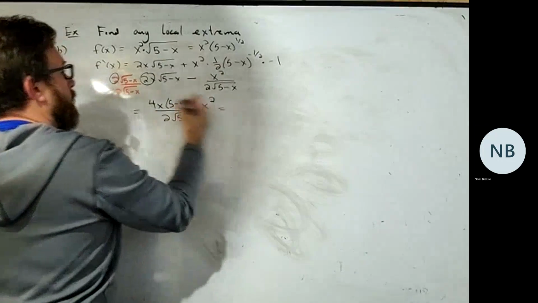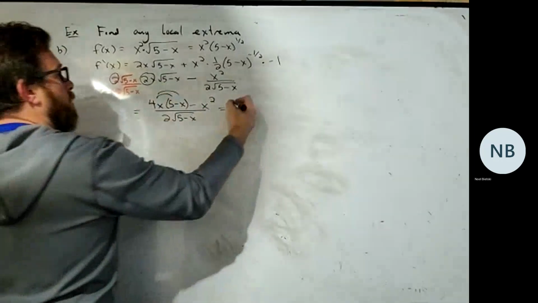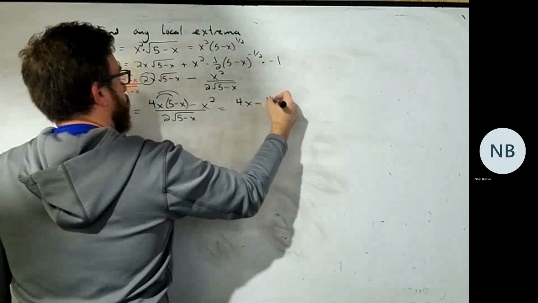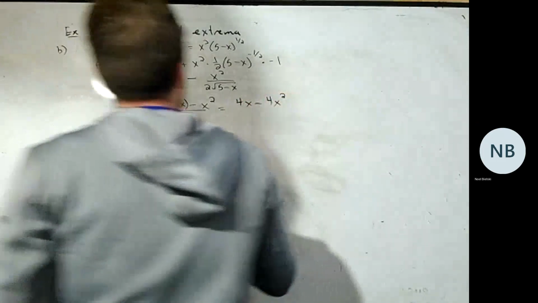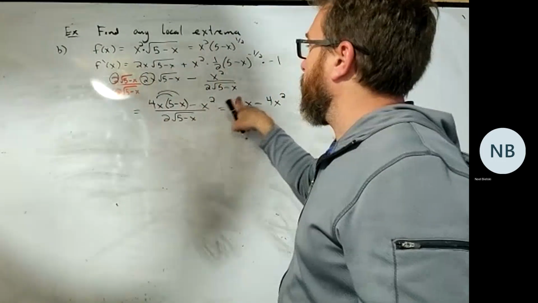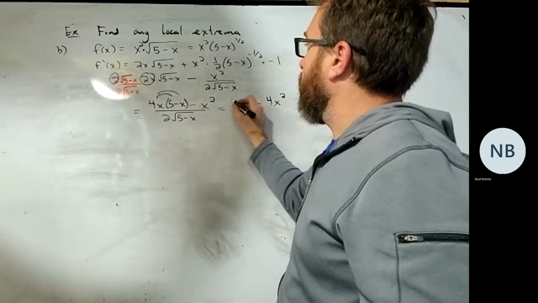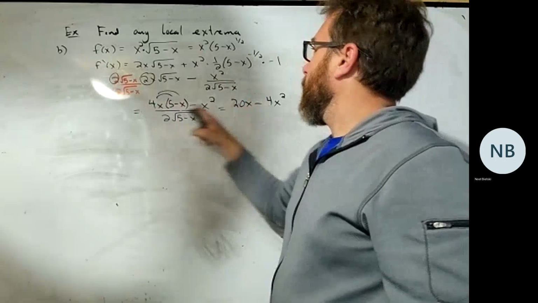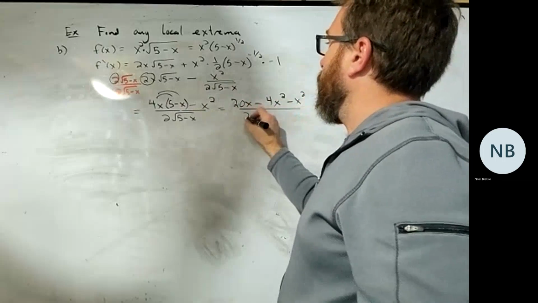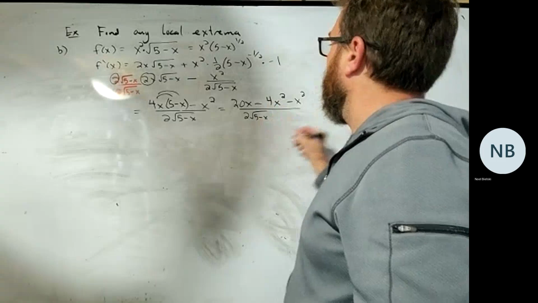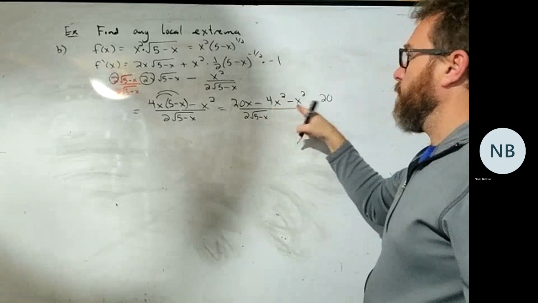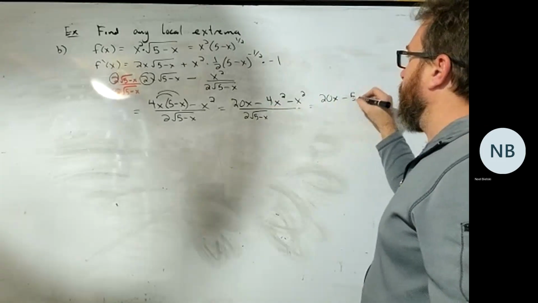Simplifying, I can distribute the 4x through. 4x times 5 is 20x. Sorry, that should be 4 times 5, that should be 20x. 4x times minus x is minus 4x squared, minus another x squared. All of that over 2 times the square root of 5 minus x. So this is going to be 20x, and those x squareds combine to minus 5x squared.